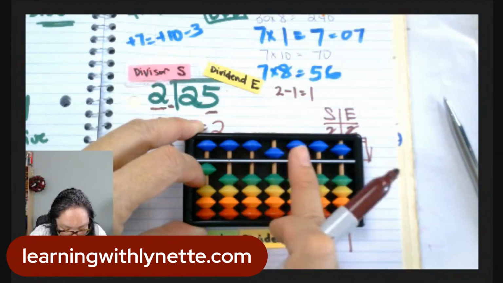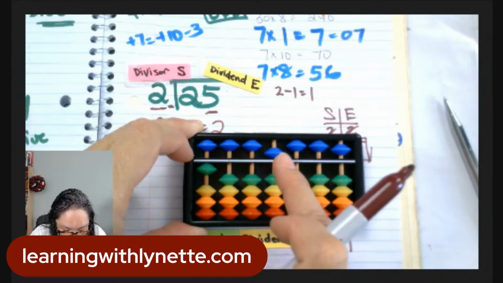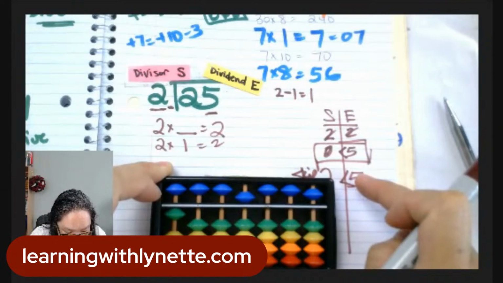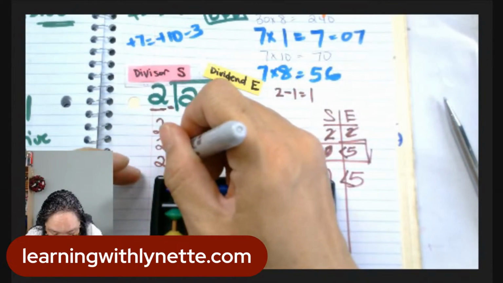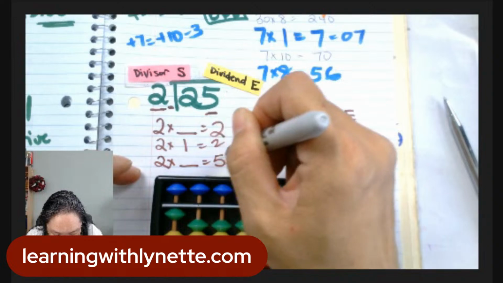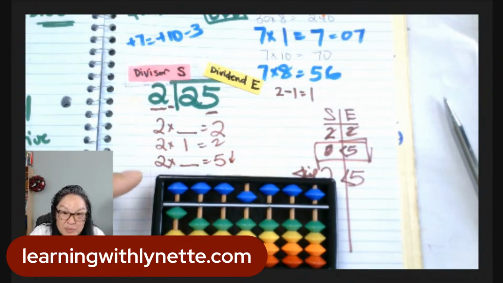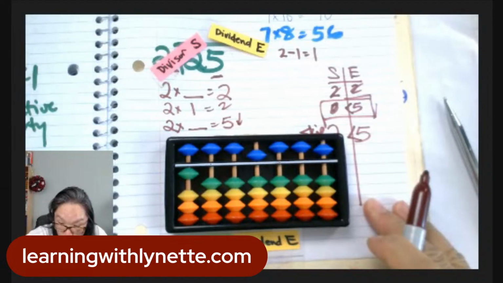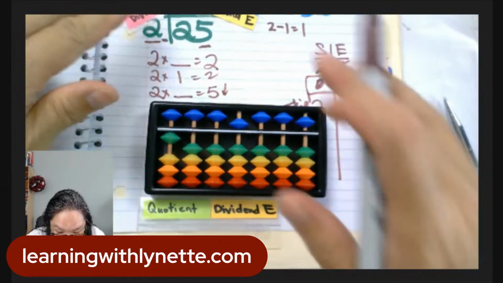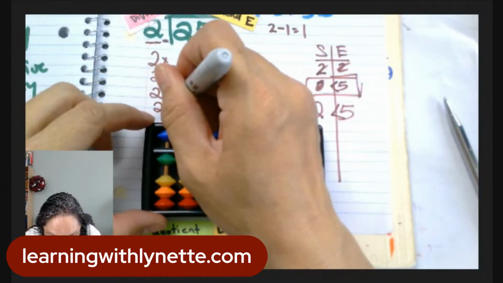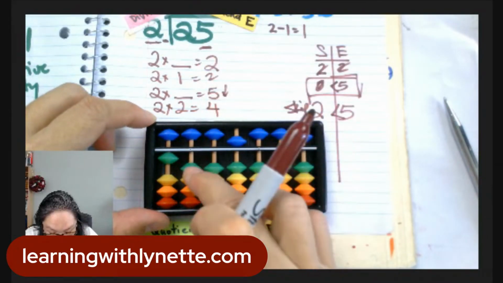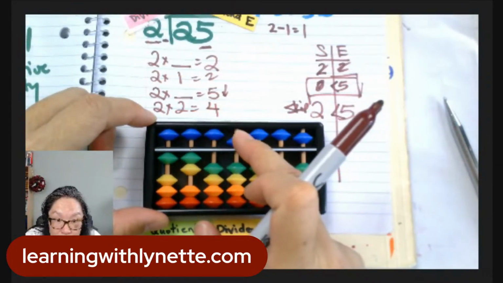Why? Because we have to go to decimals. The reason is I needed extra numbers. So 5 is bigger. My question is 2 times what is equal to 5 or less? 2 times 2, right? 2 times 2 is equal to 4. So I had 2 here and I take away 4.